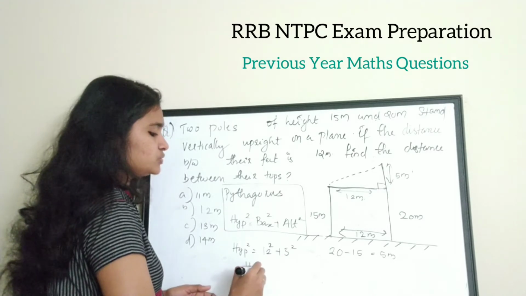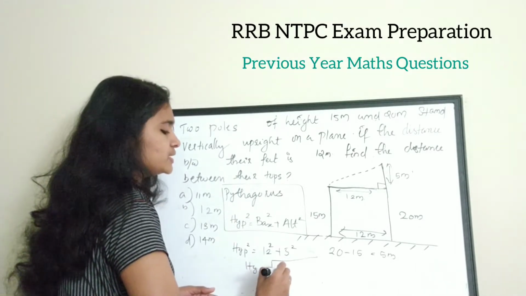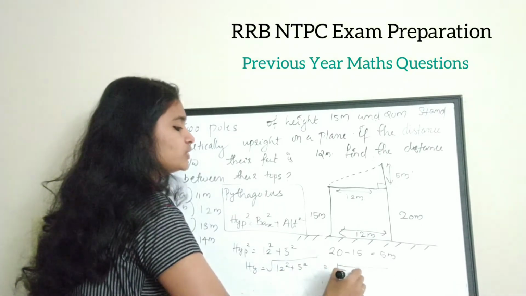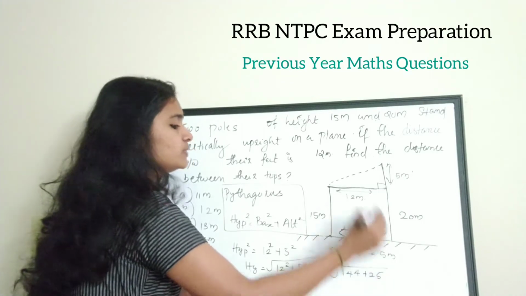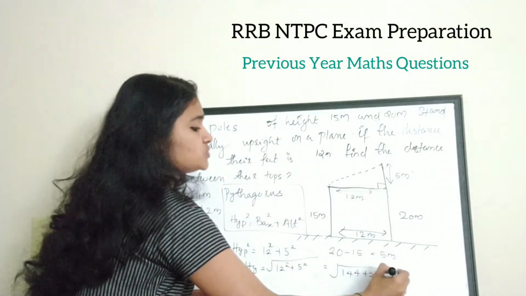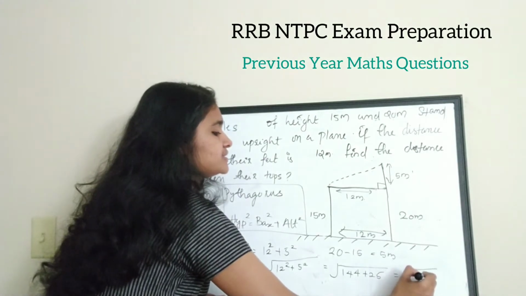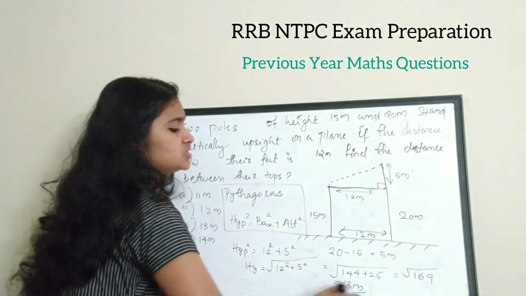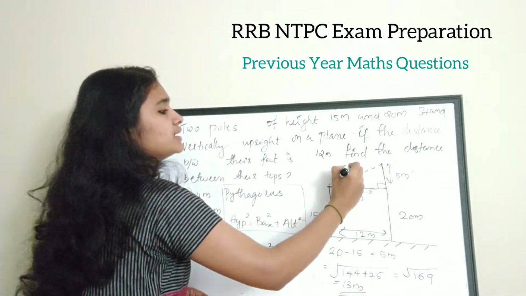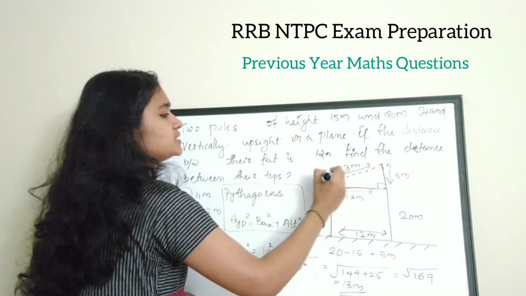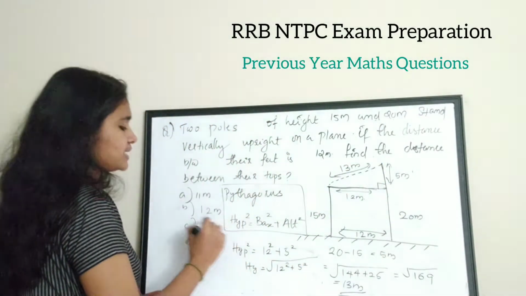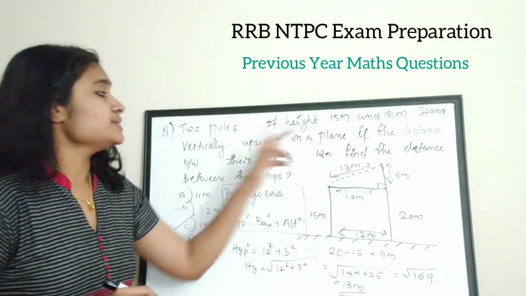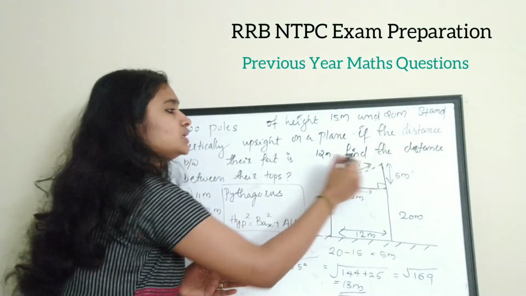So hypotenuse equals the square root of 12 squared plus 5 squared, which is 144 plus 25. 144 plus 25 is 169, so that is equal to 13. So 13 meters is your answer here. That is, this distance is 13 meters, and that is the correct answer for this question. That is your option C. The distance between their tops is 13 meters.